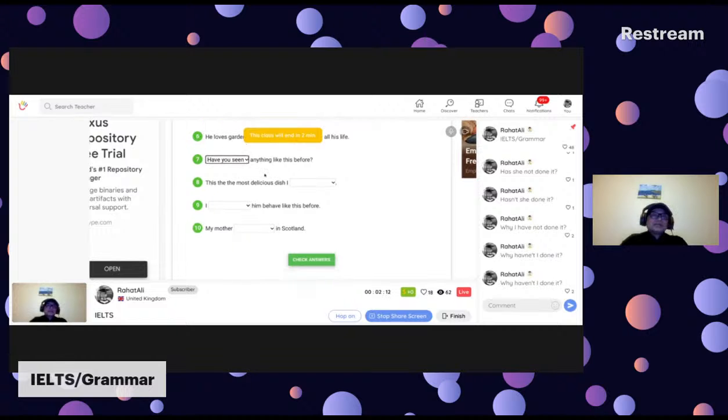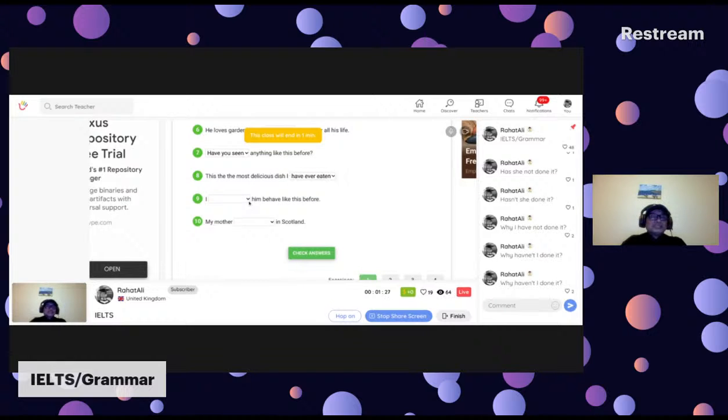And the next example is, this is the most delicious dish I have ever eaten or I ever ate. Which one is correct in this case? Have ever eaten or ever ate? Look at the first part of this sentence, there is a grammar mistake. There should be an S. It is not "this the", it should be "this is the". So the person who uploaded the test made a mistake. So it should be, this is the most delicious dish I have ever eaten. Present perfect, because this part is present tense.